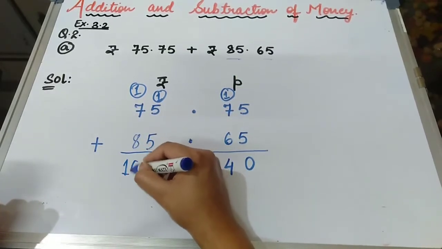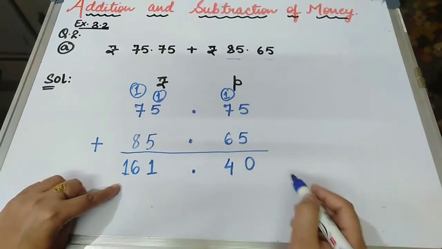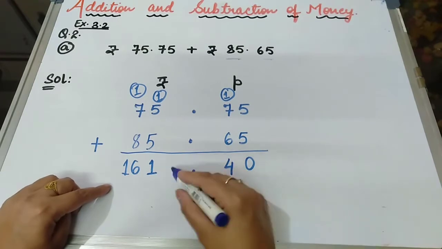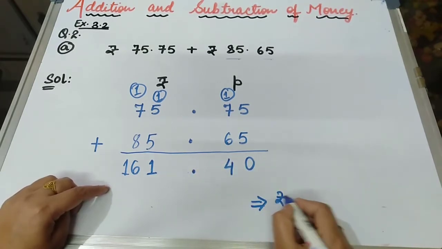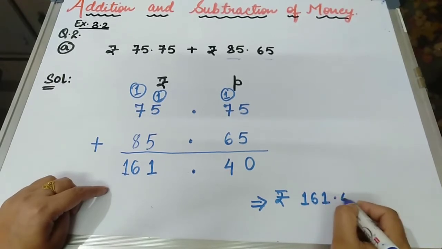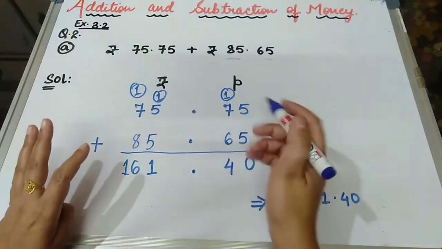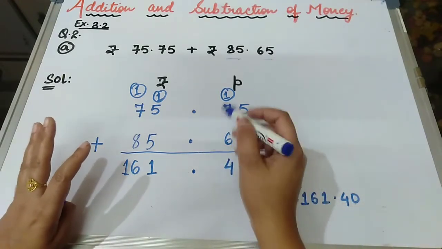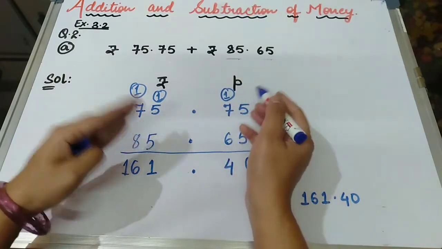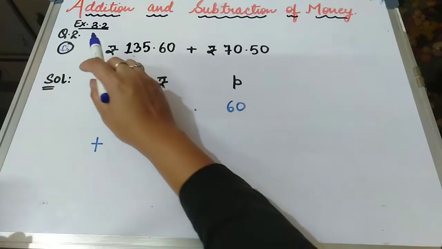So we are going to write over here 161.40. So we have to write this in the form of rupees. So rupees 161.40. Okay, so this is the total amount that we have added. You have to keep in mind that you don't have to stop over here. When you make the column, you have to carry forward the number. Let us see the next question.